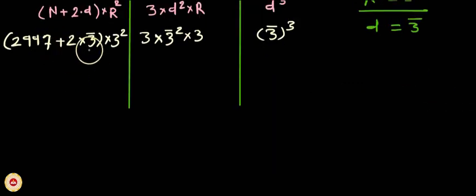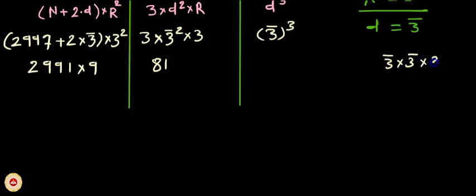Now let us calculate further. 2 multiplied by negative 3, that is negative 6. 2997 minus 6 is 2991 multiplied by 3 squared is 9. 3 multiplied by positive 9 is 27 multiplied by 3 is 81. 27 3s are 81. Now right part, negative 3 cube. Negative 3 multiplied by negative 3 multiplied by negative 3.